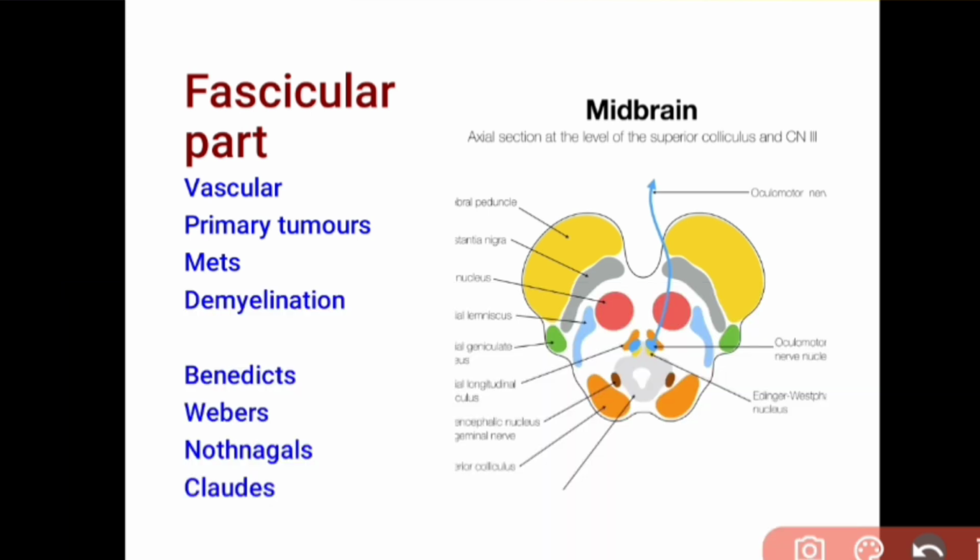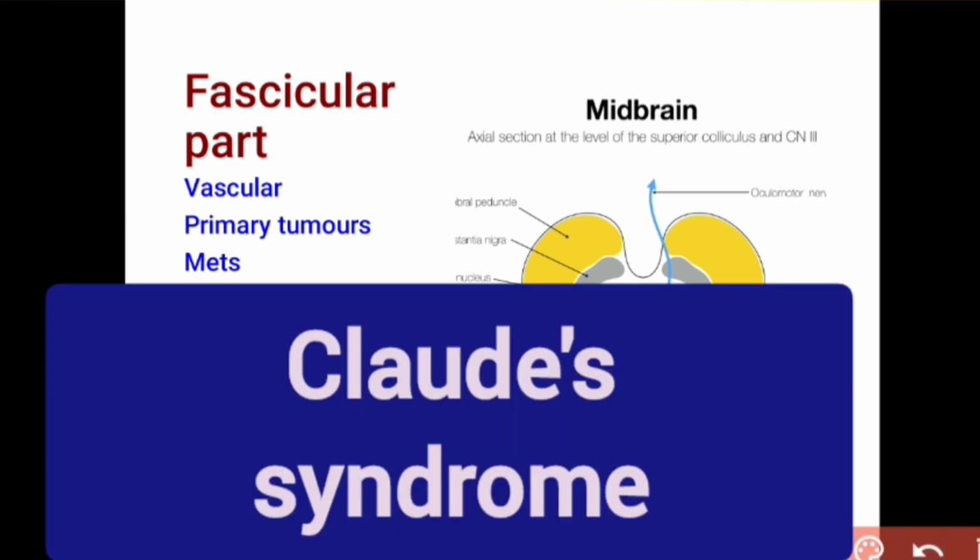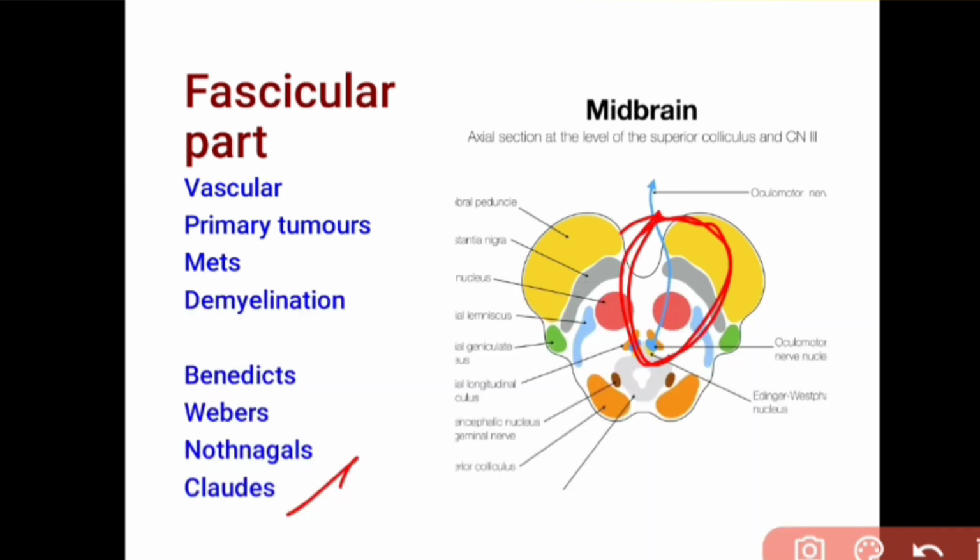We have one more syndrome called Claude's syndrome, which is nothing but a combination of red nucleus affection and cerebral peduncle affection. It means the lesion is so big that it is involving the third cranial nerve as well as the red nucleus as well as the cerebral peduncle. Okay, so you can locate the lesion to the fascicular part whenever there are associated tremors, hemiparesis or cerebellar ataxia symptoms.